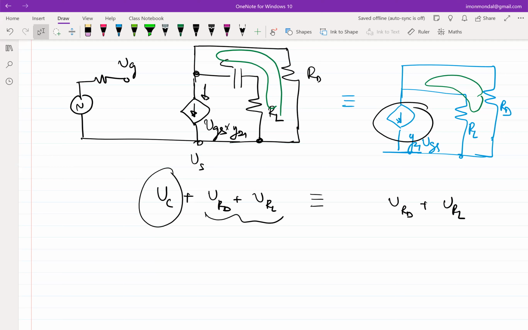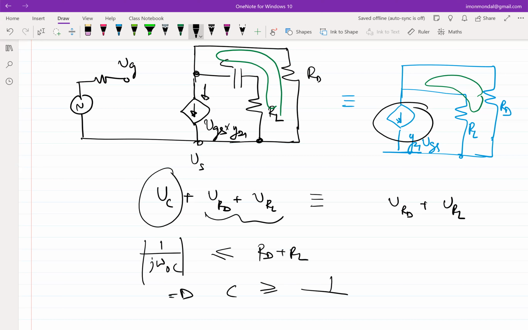Correct? So in other words, what I'm saying is the magnitude of 1 over j omega naught C has to be much, much lesser than RD plus RL. Or in other words, C has to be much, much greater than 1 over omega naught times (RD plus RL). Okay?